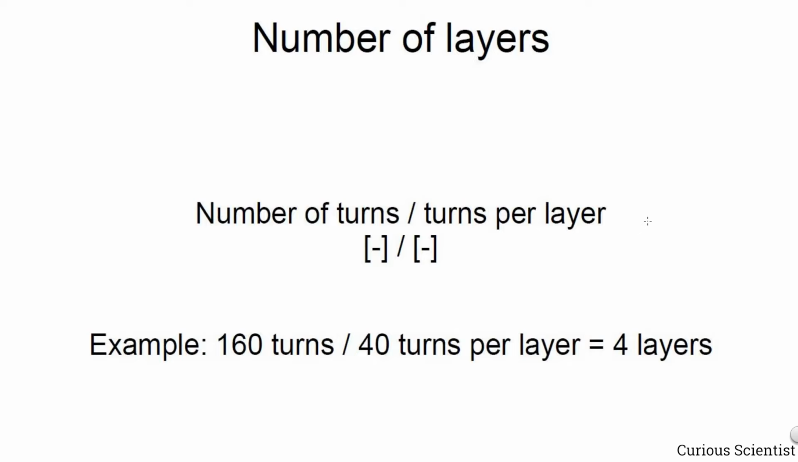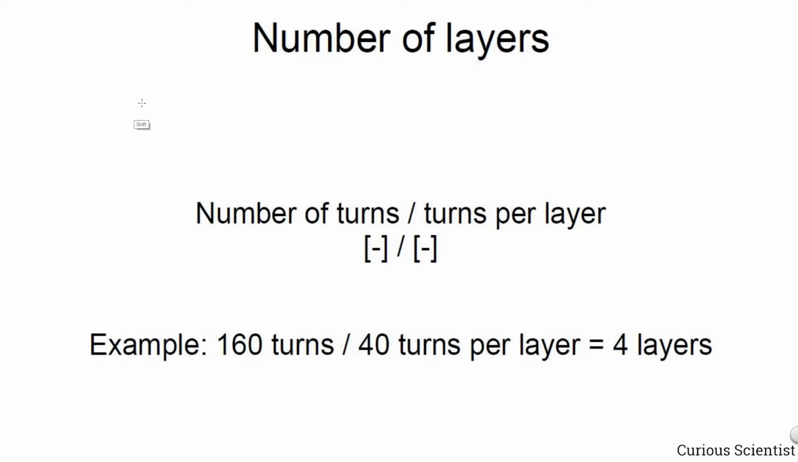Then we have the number of layers. So we know the total number of turns, which is a user input parameter, and then we know the turns per layer, which I just showed you in the previous slide. So for example, if we have 160 turns and we can fit 40 turns in one layer, then we have 4 layers. And this number is always rounded up.